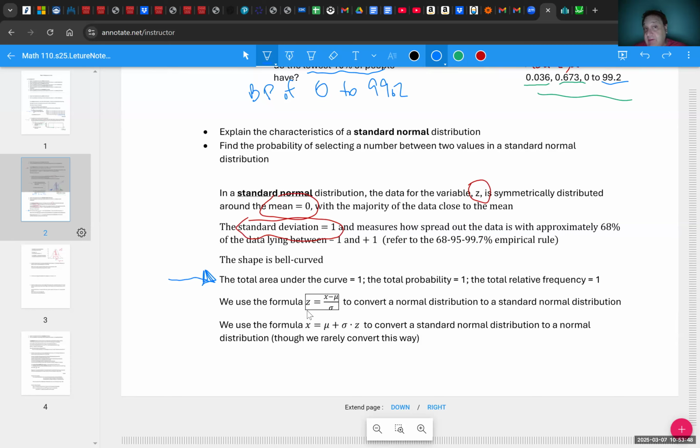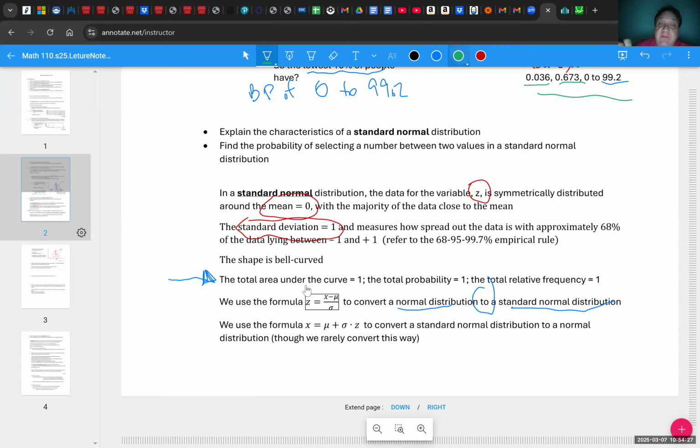The z, which is our standard normal distribution variable, is equal to x, which is our regular variable, right? Minus mu, which is the mean, over sigma. So if you take an x value from your normal distribution, you subtract the mean, divide by the standard deviation, you will get the corresponding standard normal distribution value of z. And that's converting a normal distribution to standard normal distribution. So converting from normal distribution to a standard normal distribution, we use a z formula.